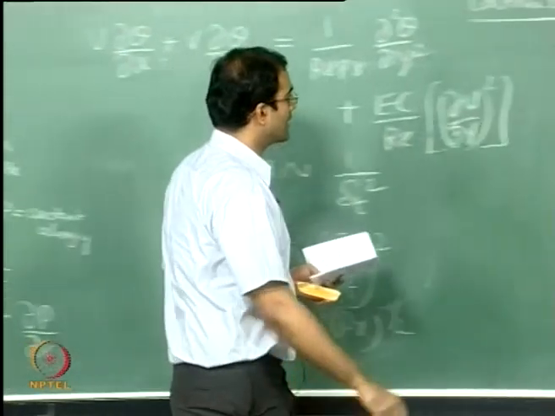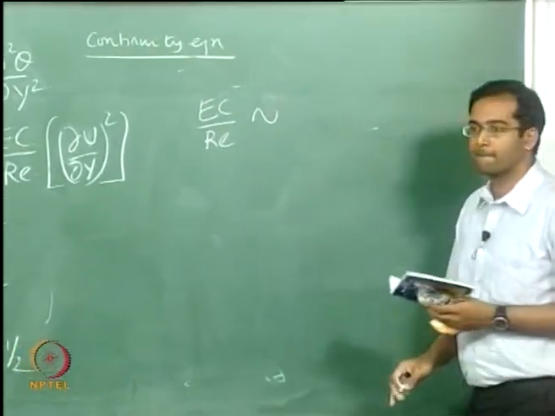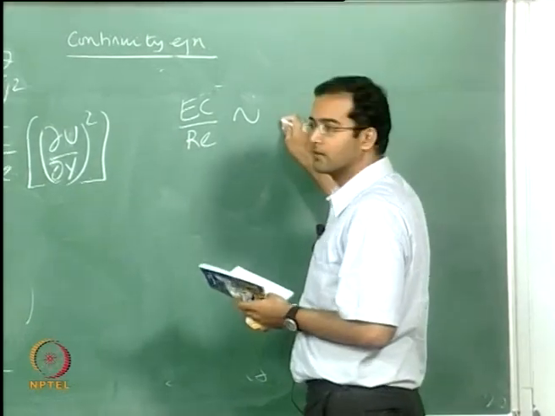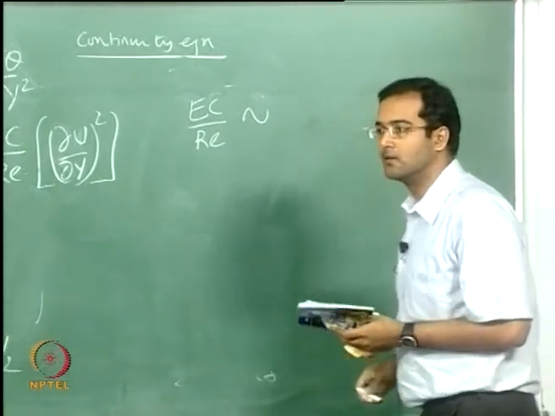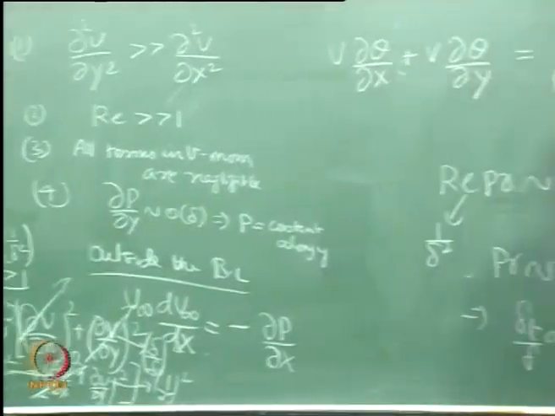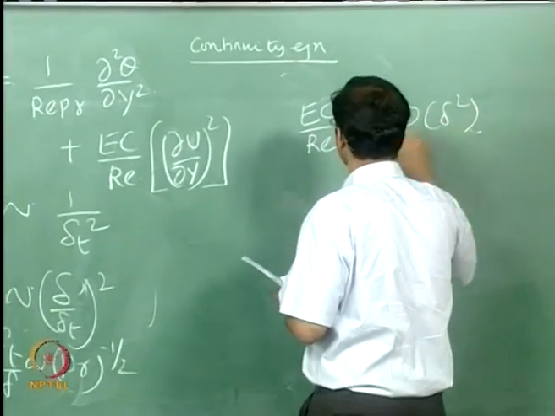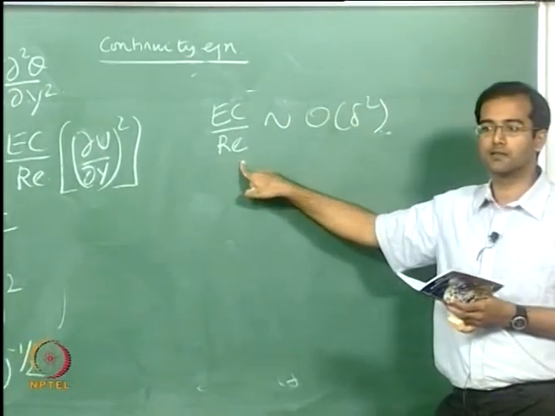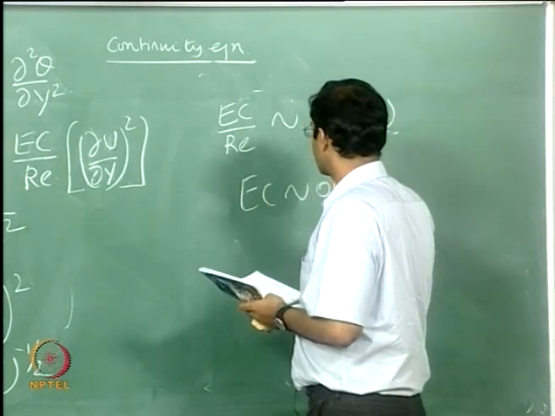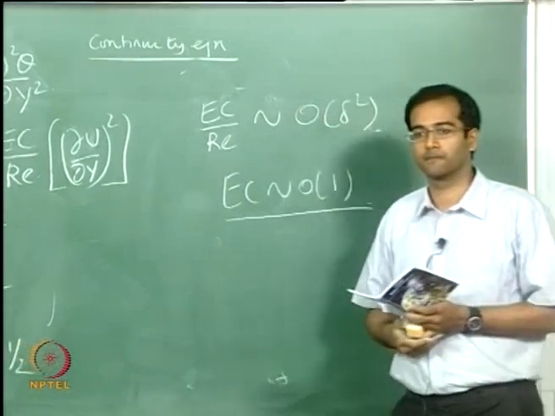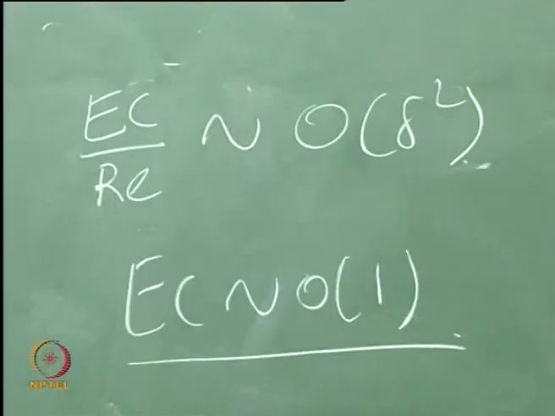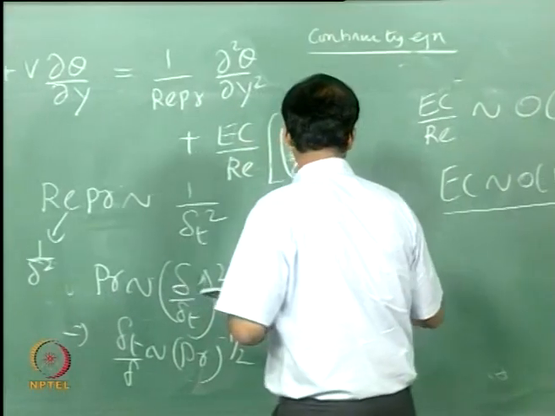Okay. So now Eckert number by Reynolds number, what should be the order for all the terms to be equal? Is it delta square? Delta square, everyone agree? Okay. So we already know Reynolds number is 1 over delta square, therefore the order of Eckert number should be 1. Okay. So this finally will give you the boundary layer equations, which I am going to summarize and stop here.